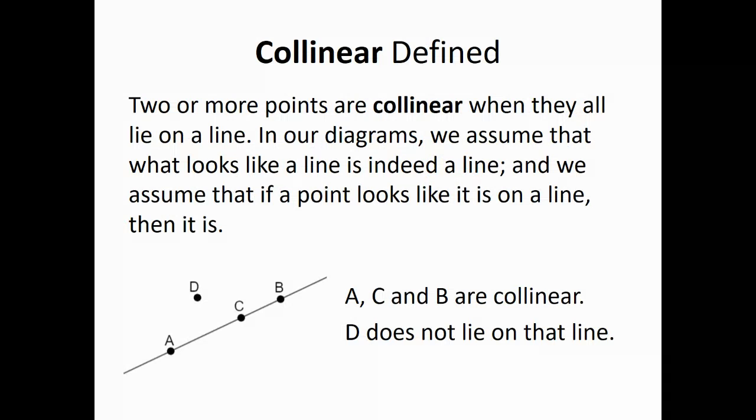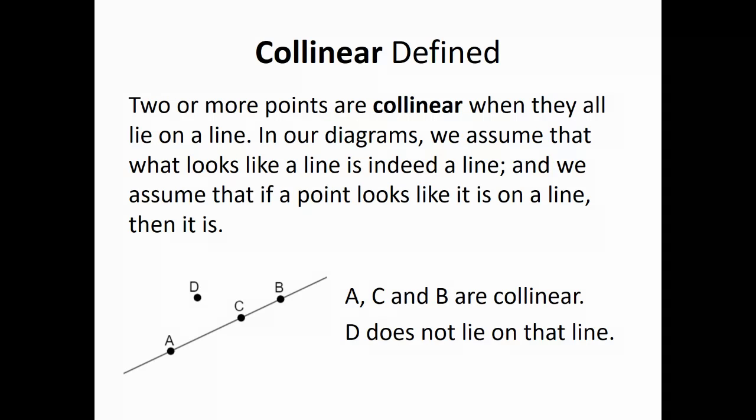Collinear: we say that two or more points are collinear when they all lie on a line. And let me make a point here about our diagrams. We assume that what looks like a line is indeed a line. We make very few assumptions about diagrams, about what can be read from the diagram. But here is one of the assumptions that we do make. If an entity in a diagram looks like it's a line, we assume that it's a line. And moreover, we assume that if a point looks like it is on a line, then it is.